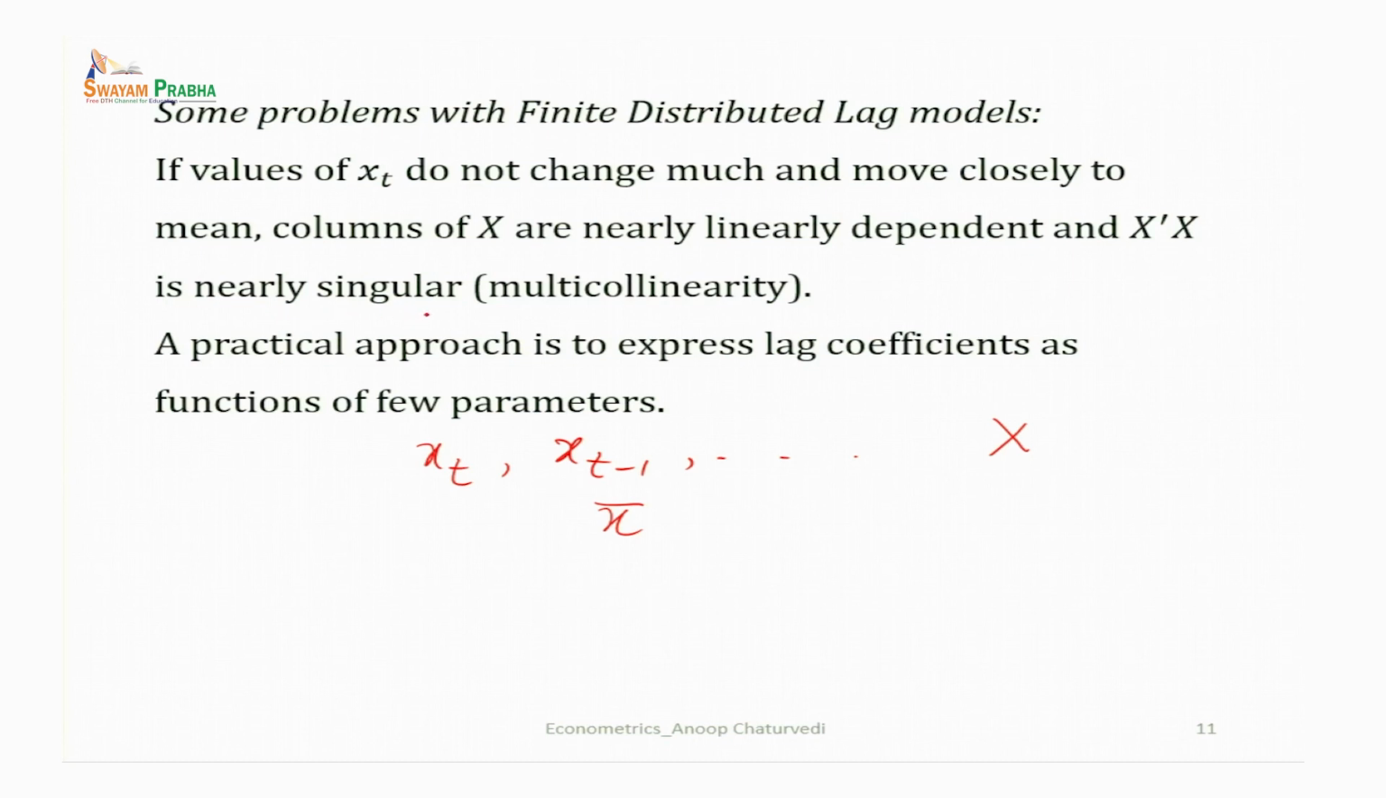Of course, you can use some other method, some estimator other than the least square estimator, like you may use Ridge regression estimator for estimating beta. Then the practical approach is to express lag coefficients as functions of few parameters. So far in finite distributed lag models, you have considered different coefficients beta j's. One possibility is that we express these coefficients beta j's as functions of few parameters.